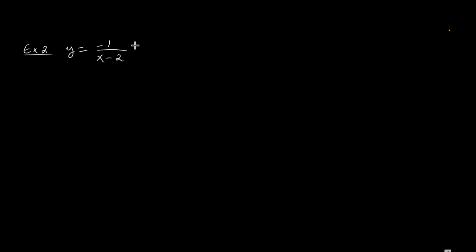Now let us try y equals negative 1 over x minus 2 plus 3. The vertical asymptote comes from x minus 2 equals 0, so x equals 2. The horizontal asymptote is y equals 3. The domain for this function is x not equal to 2. The range for this function is y not equal to 3.